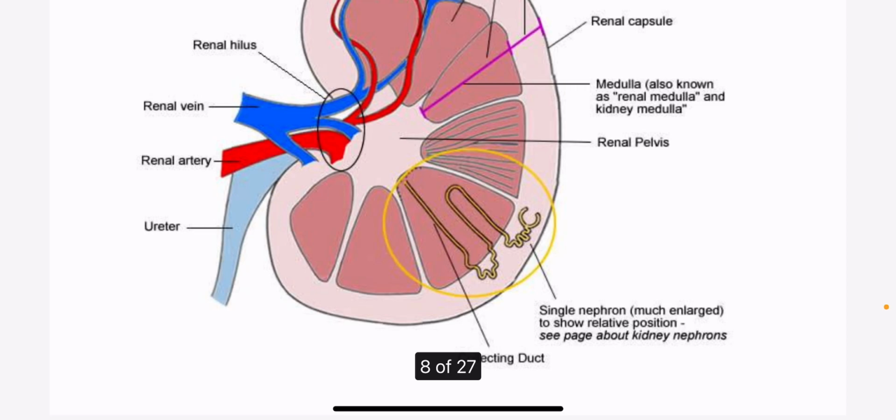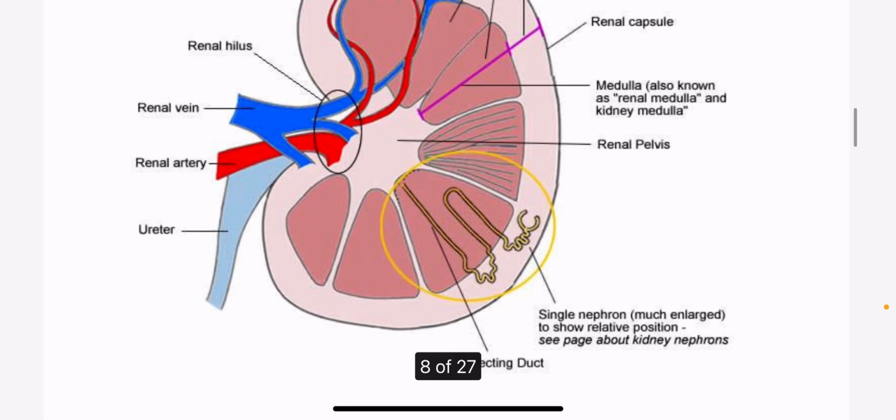This slide is showing right here a structure in yellow, which is called the nephron. The nephron is the functional unit of the kidney. It is responsible for producing urine, so for filtering your blood. And as you can see, there's a part of them that is in the medullary pyramid, and there's a part of them that's out in the cortex.